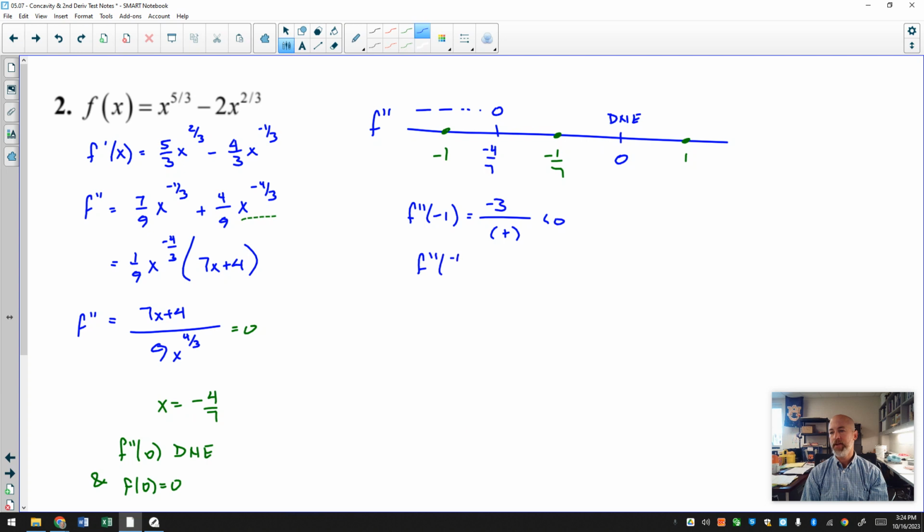F double prime of -1/7. Okay, 7 times -1/7, that's -1 plus 4 is 3 over a positive denominator. It's always positive. And then f double prime of 1 is going to be 7 times 1 plus 4. That's 11 over a positive denominator. That is also positive.